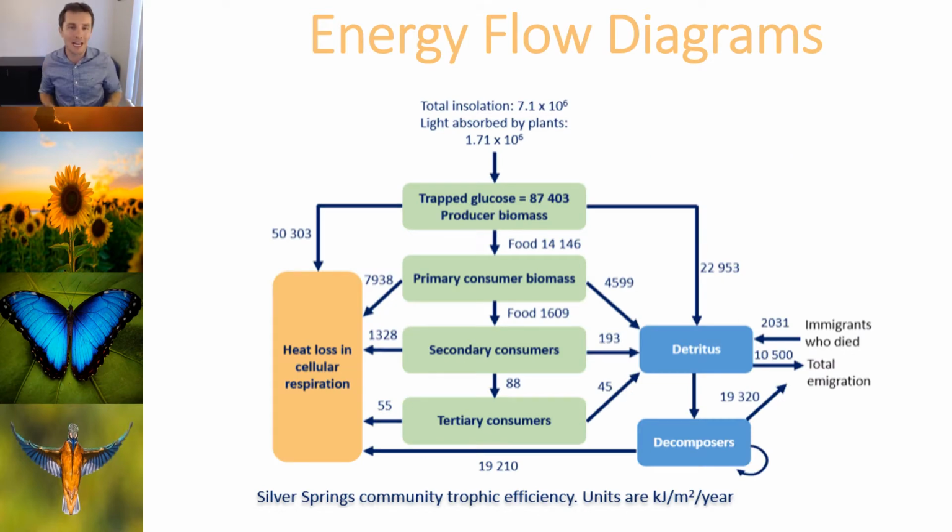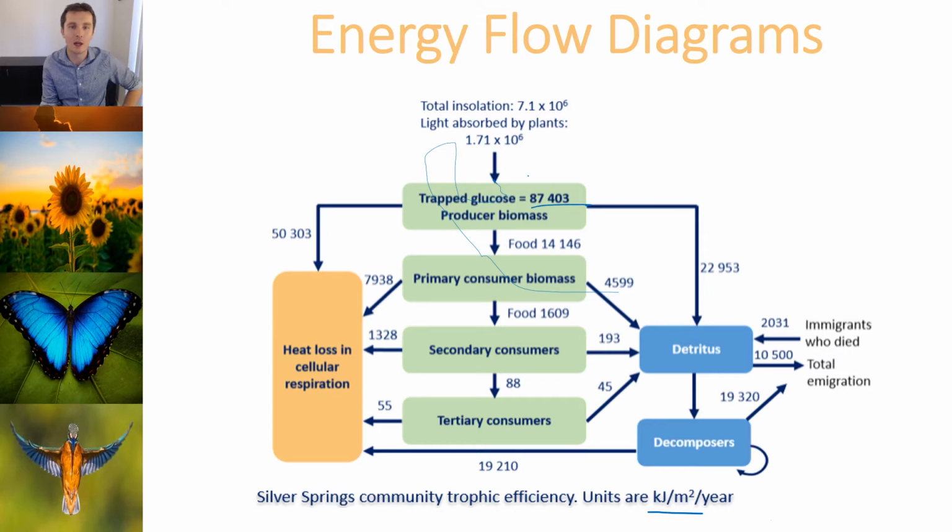Going back to an energy flow diagram, this is the classic example that's used in most textbooks. This is a Silver Springs community trophic efficiency. You can see the units that are used in this one: kilojoules per meter squared per year. And you'll notice, my pen's doing something funny, but other than that, you'll see that this is the amount of sunlight, the amount of energy that's come into the system.